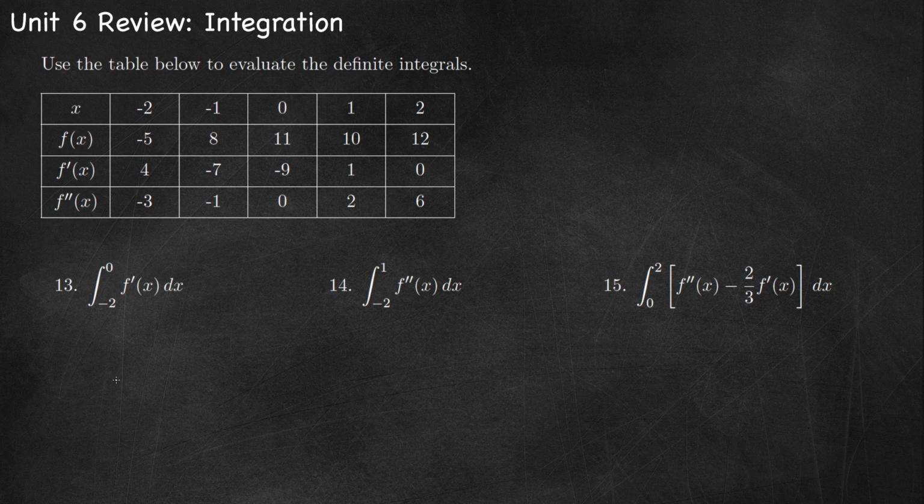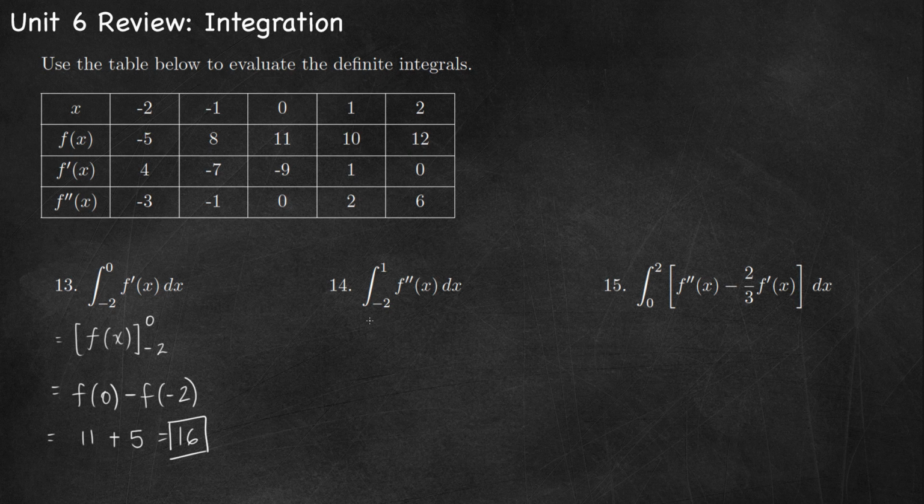Use the table below to evaluate the definite integrals. Number 13. We want the integral of f prime from -2 to 0. So the antiderivative of f prime of x is f of x. This is going to equal f of x evaluated from -2 to 0. So it's going to be f of 0 minus f of -2, and we can read those values from the table. F of 0 is 11, minus f of -2 is -5, and that gives us 16.